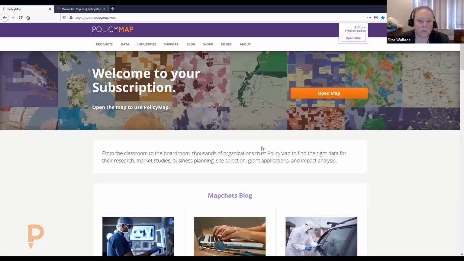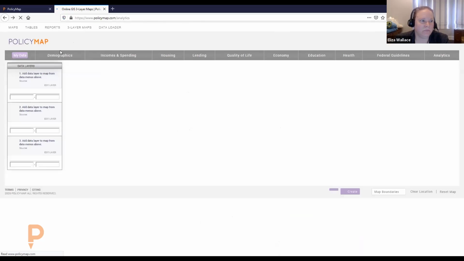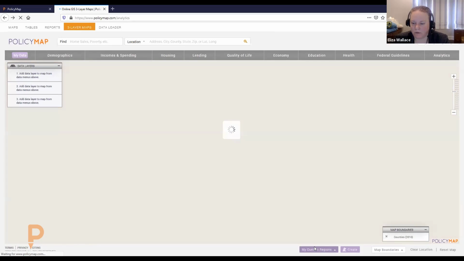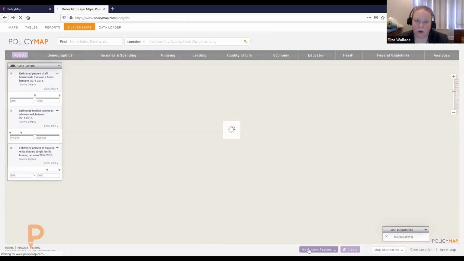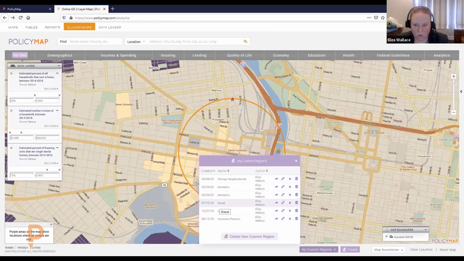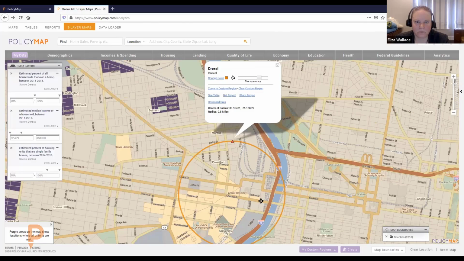And then finally, I just wanted to show you that you can pull together different groups of tracts using custom regions to come up with report areas. So I have a few that I think are, let's see, looks like I made one around Drexel's campus. So you can see here's a custom region, and if I click, I can get reports on that region too.